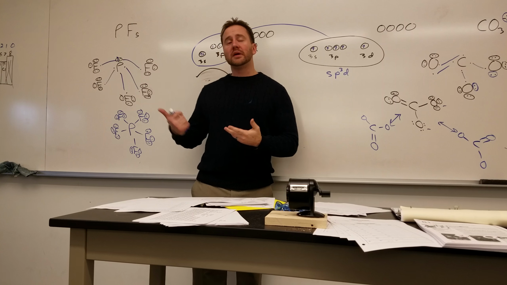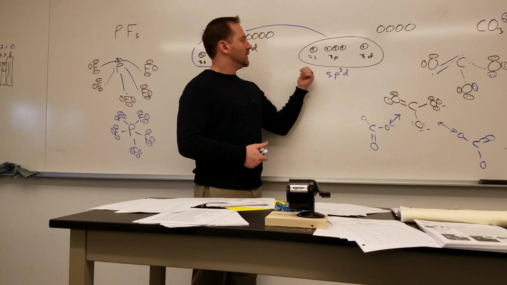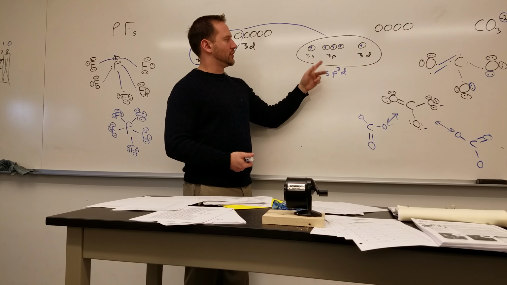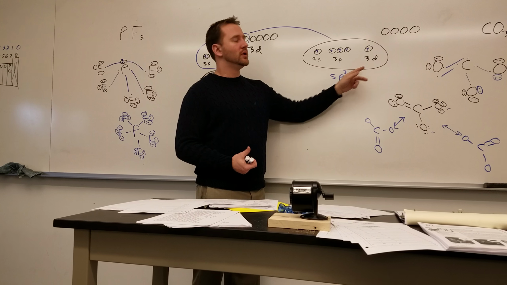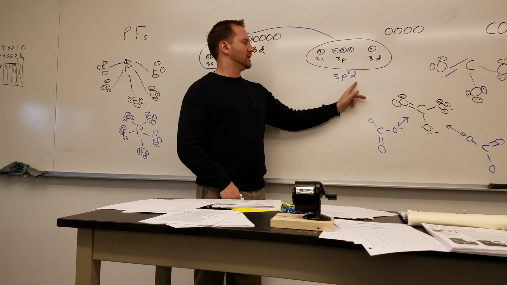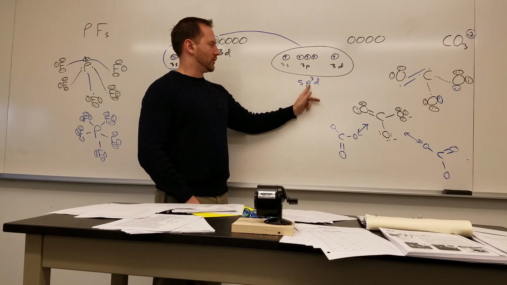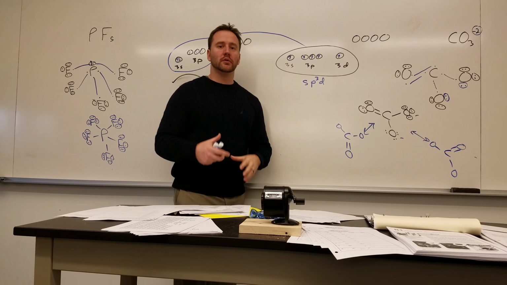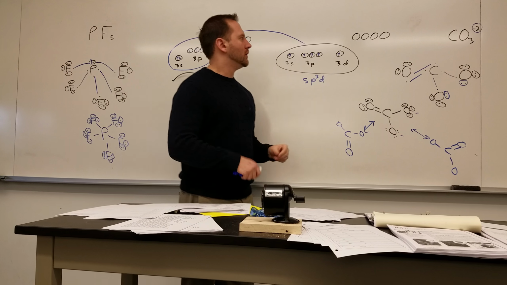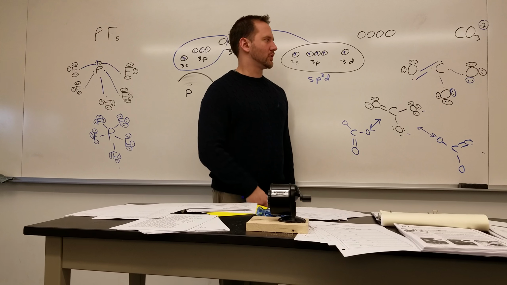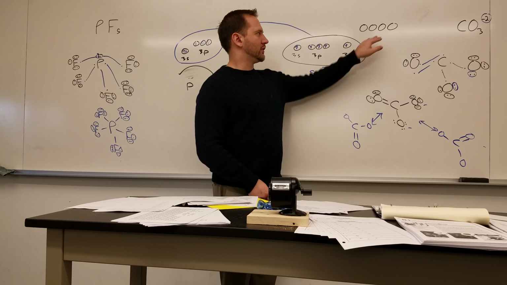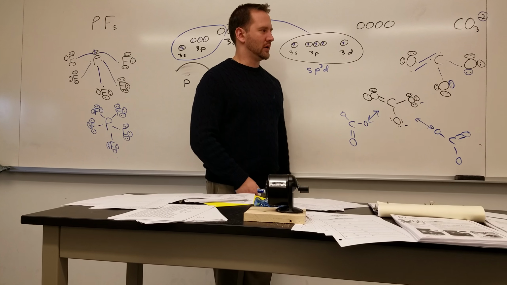So in order to accommodate the 4th and 5th bonds, the phosphorus had to hybridize with one s orbital, 3 p orbitals, and a d orbital, giving it an sp3d hybridization, where you have one s orbital, 3 p orbitals, and one d orbital, blending together to form equal energy spaces for electrons. All right, and the other 4 d orbitals would be left unhybridized.